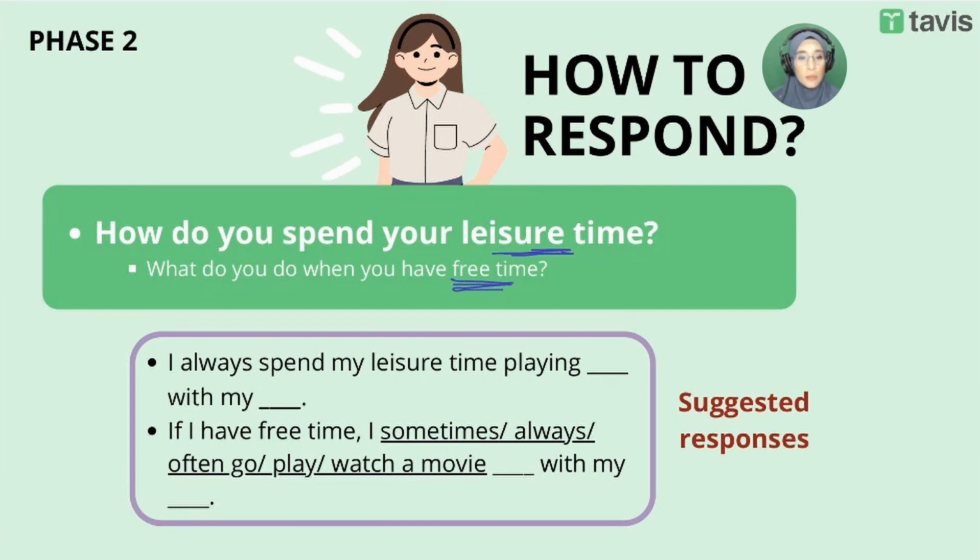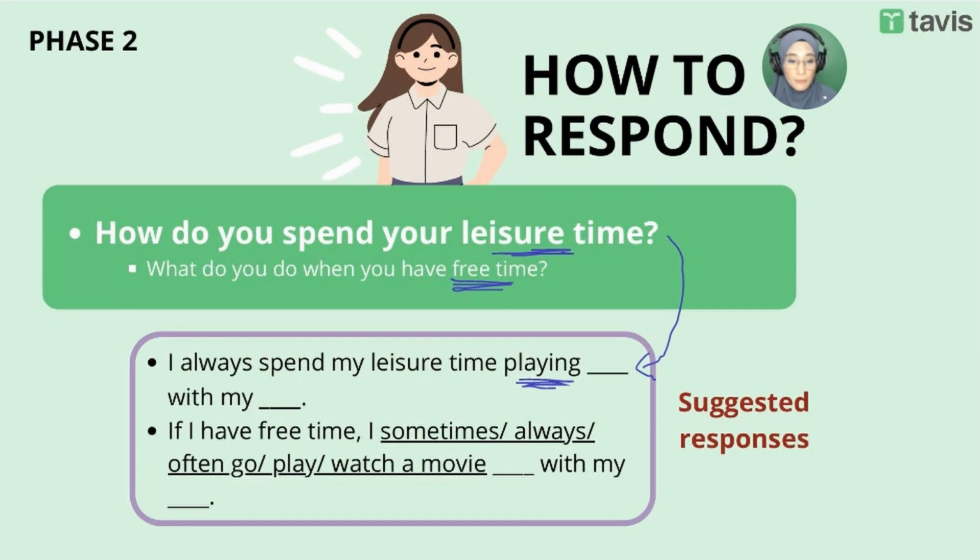So how you can respond to this. These are some of the suggested responses. So according to the leisure time, you can say, I always spend my leisure time playing. Okay, this one is optional. You can switch it to whatever verbs fit your leisure time. All right, so don't just take from my given word here. You can switch it to some other verb as well.